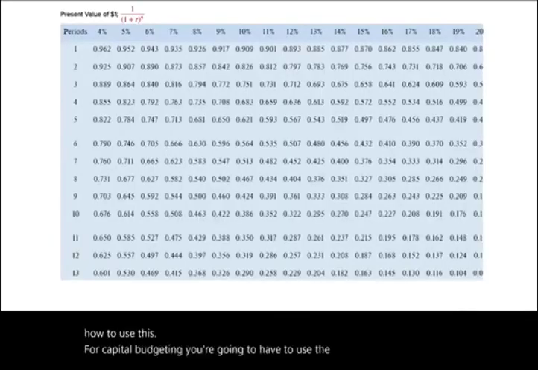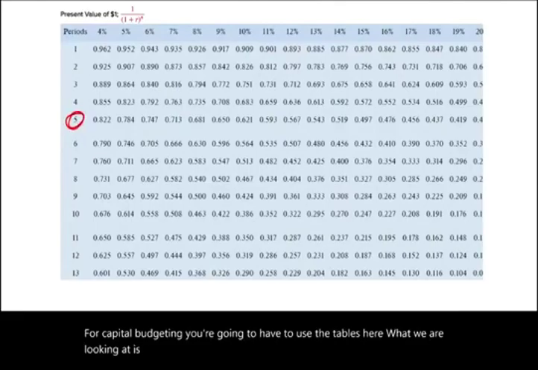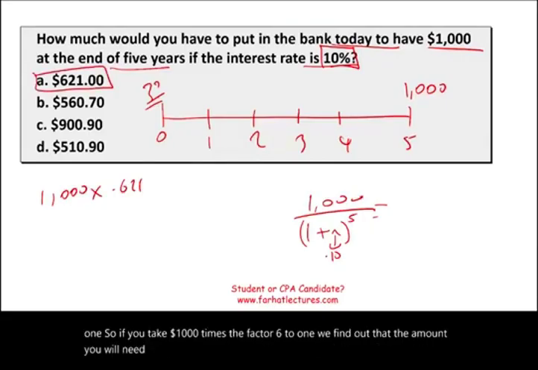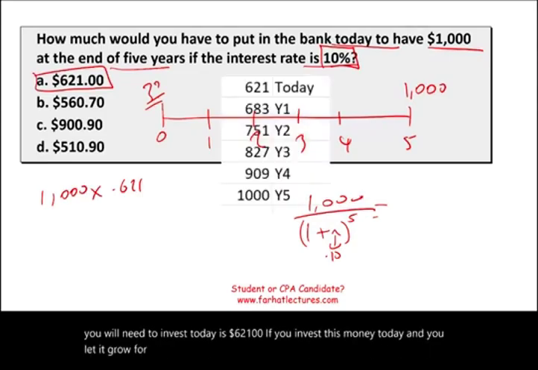Here what we are looking at is 5 periods. We are looking at a 10% rate of return, and the factor is 0.621. So if you take $1,000 times the factor 0.621, we find out that the amount you will need to invest today is $621. If you invest this money today and you let it grow for 5 years, it will give you this amount, and let me show you.